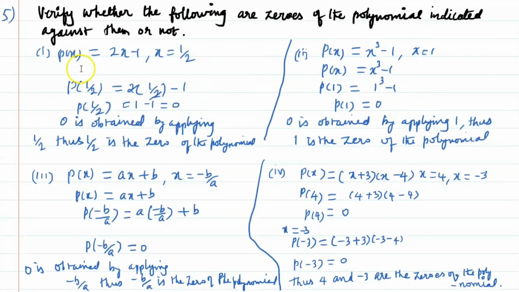So let's see the next question. So verify whether the following are zeros of the polynomial indicated against them or not. So p of x is equal to 2x minus 1. So x is equal to 1 by 2. So we substitute 1 by 2 wherever x is. On simplifying, we get 0. So 0 is obtained by applying 1 by 2. So 1 by 2 is the 0 of the polynomial.